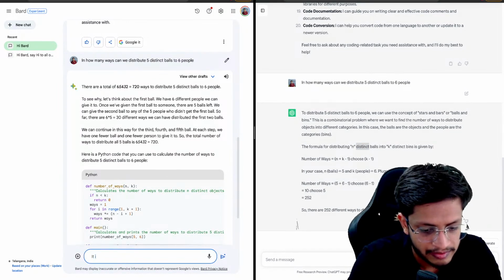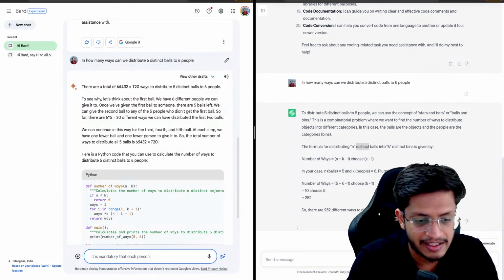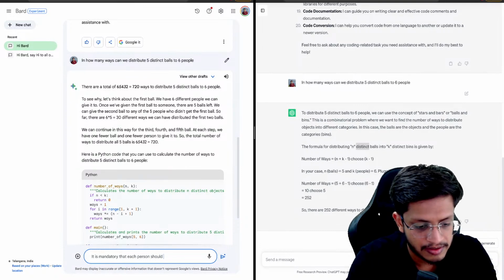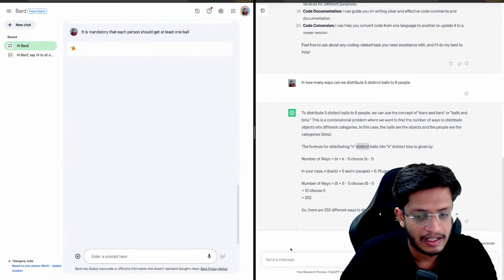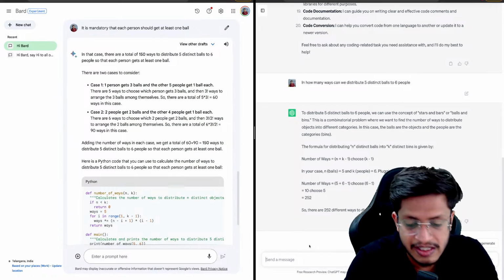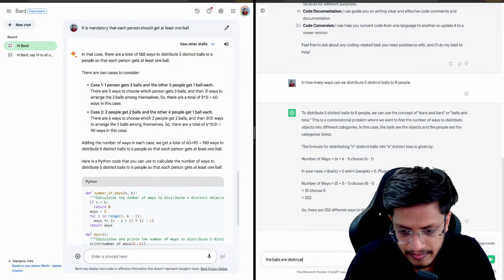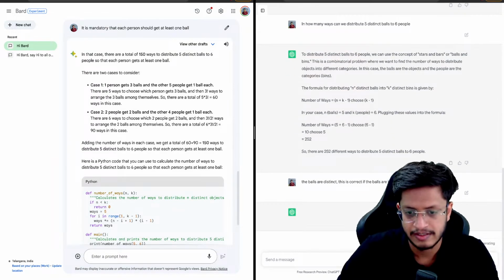It is not mandatory that each person... So I'm just correcting the mistakes which they did. For Bard, the mistake was it was guessing that each person should get at least one ball. It is not mandatory that each person should get at least one ball. And the mistake which GPT made was it was considering the distinct balls like the same balls. So I will just again re-emphasize the balls are distinct. This is correct if the balls are identical.